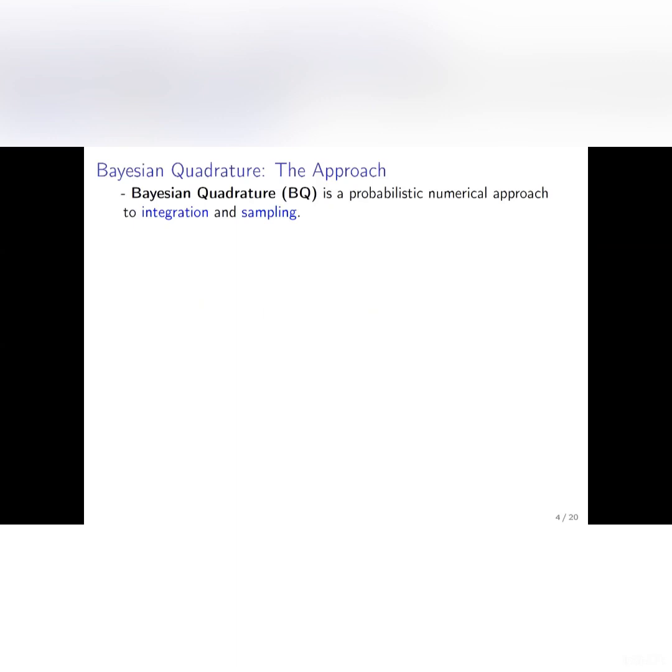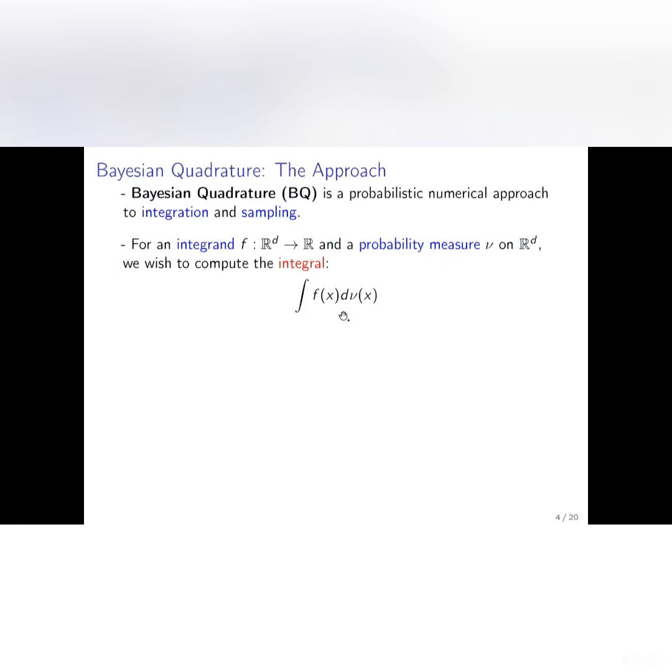Already, all the speakers have introduced the framework of Bayesian quadrature, but let me do it again to fix notation. As you know, Bayesian quadrature is a probabilistic numerical approach to integration. For the integrand, which is a function, we consider the domain to be Euclidean space, and for a probability measure nu, what we want to do is to compute the integral, for which we do not know the analytic solution.